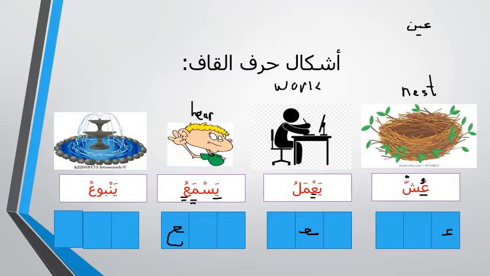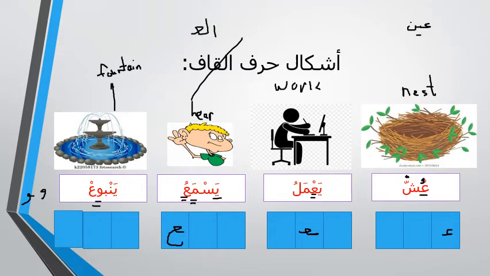Is it separated or connected? It is separated. Why is it separated? Because it's preceded by letter wa. And letter wa, we know it has two forms. So this letter A should be separated from the letter before it because the letter wa cannot be connected to the letter after it. But what do we mean by the word ينبوع in English? It means fountain, okay? So ينبوع is a fountain.